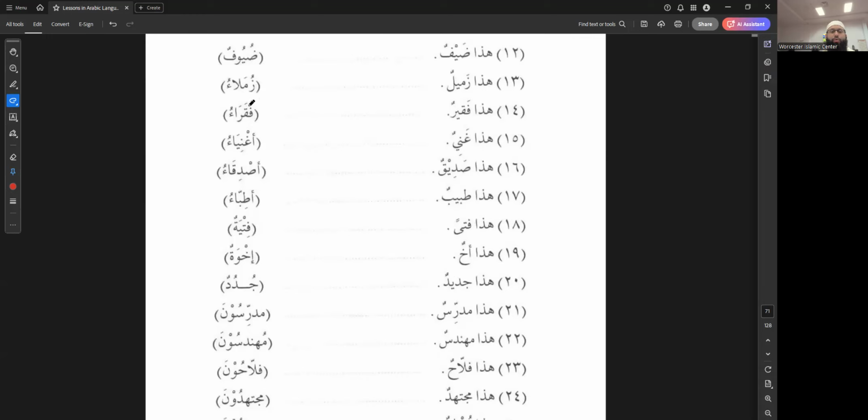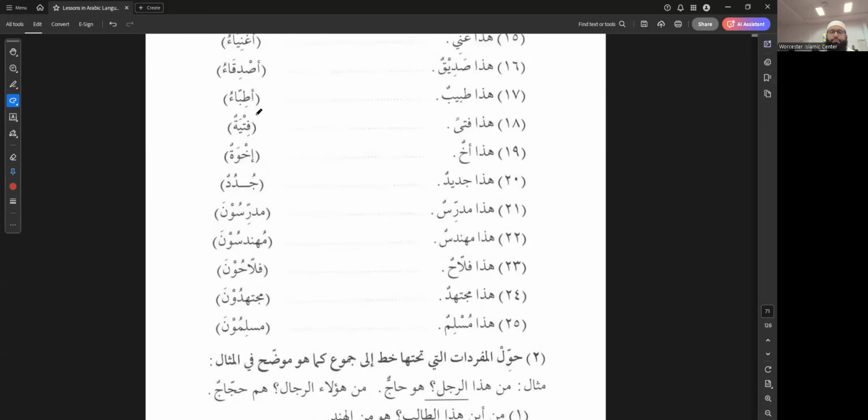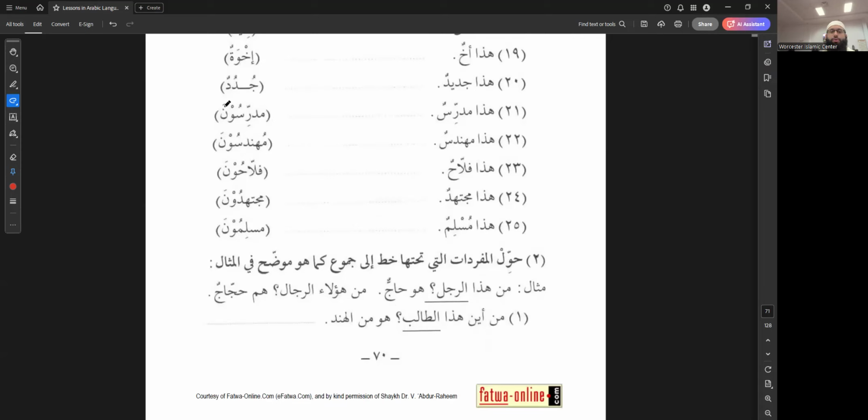Then زملاء, فقراء, أغنياء, أصدقاء, أطباء. These 5 sound similar. Then فتية, إخوة. These 2 sound similar. Then جدد. This one is different than the rest. And then the rest of them are masculine sound plurals. You just add the waw noon at the end: مدرسون, مهندسون, فلاحون, مجتهدون, and مسلمون.